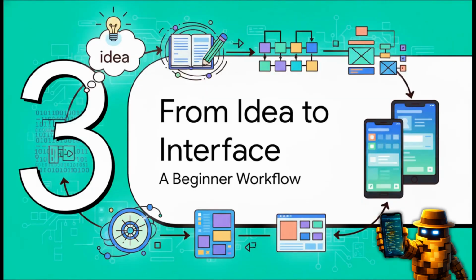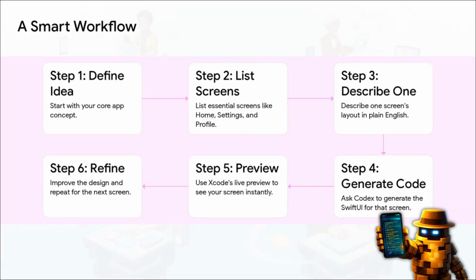Okay, so that's the theory. But what does this look like in the real world? Let's walk through a simple, step-by-step workflow that anyone can follow to get from an idea to an actual, visible interface. Look, the biggest mistake people make is trying to build the whole entire thing at once. Don't do that. The secret is to break it down. First, know your idea. Then, just make a simple list of the screens you'll need.